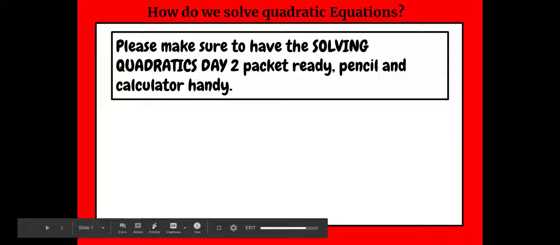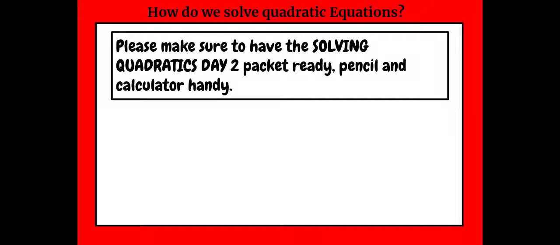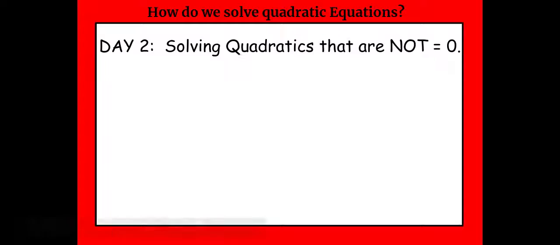Hey guys, what we're going to be doing today is solving quadratic equations, but it's going to be a little different. So make sure you have the packet for day 2 ready, a pencil and a calculator, because there is a lot of writing involved for today.